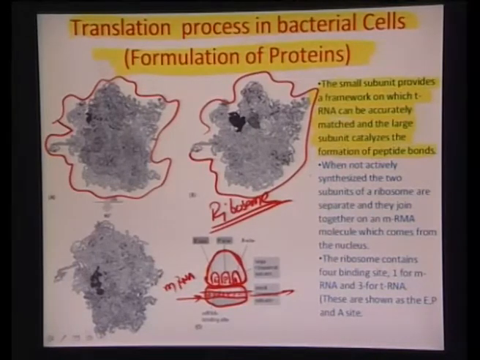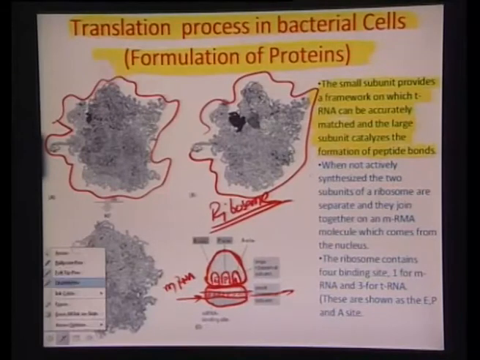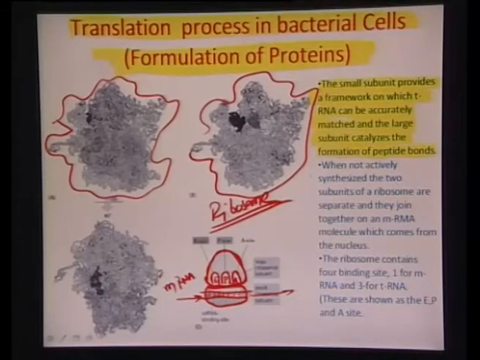So, when not actively synthesizing, the 2 subunits of a ribosome are separate, and they join together on an mRNA molecule which comes from the nucleus. In this case, because it is a bacterial mRNA, it is produced within the solution and comes to the ribosome. The jaw only closes whenever there is an mRNA. If there is no mRNA, then the rails are open and the jaw is also in the open state. The upper half is open like a mouth.